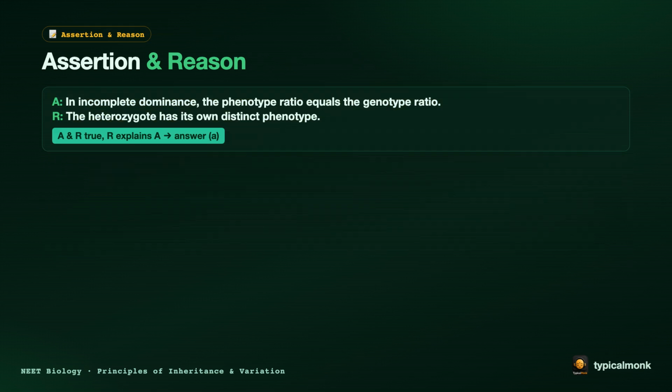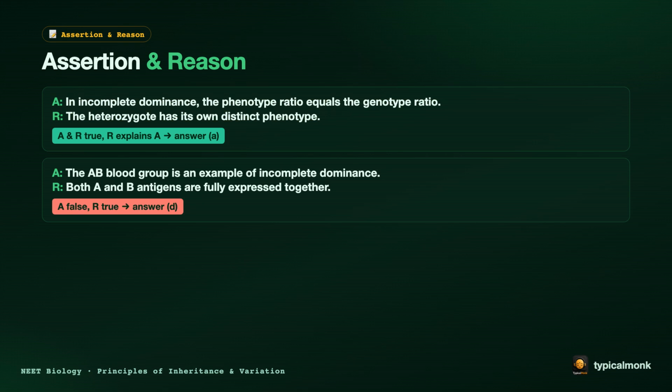Now the first drill, assertion and reason. Each time, ask, is A true? Is R true? And does R explain A? First, A, in incomplete dominance, the phenotype ratio equals the genotype ratio. R, the heterozygote has its own distinct phenotype. Both are true and R explains A. So the answer is A.